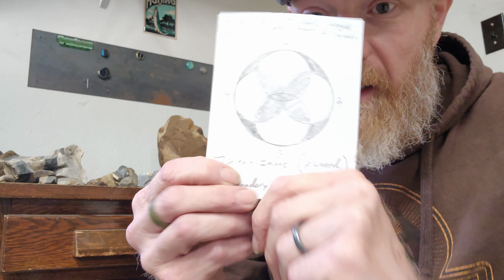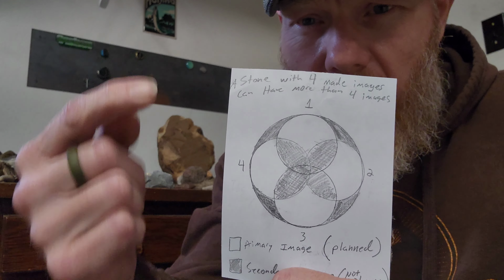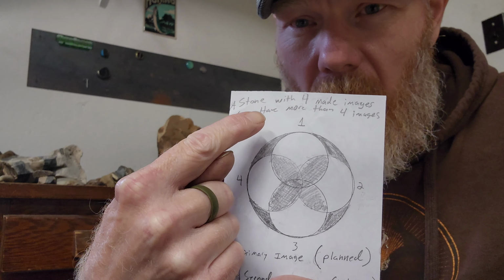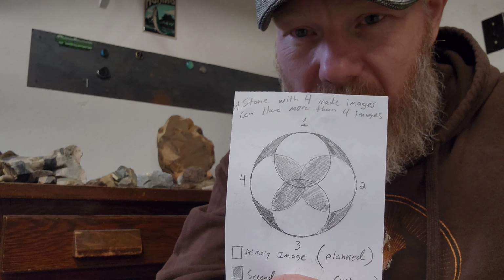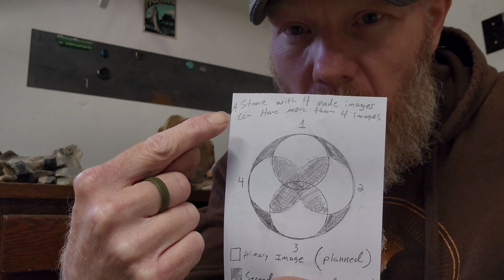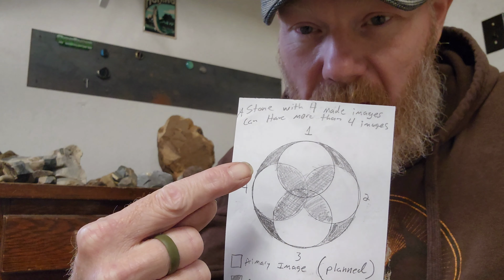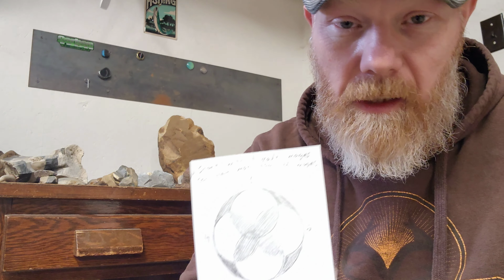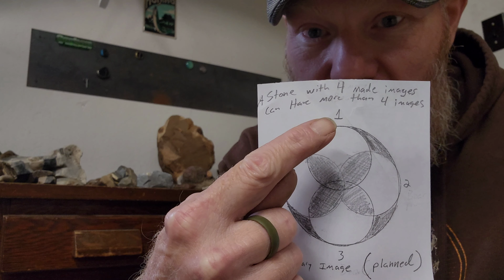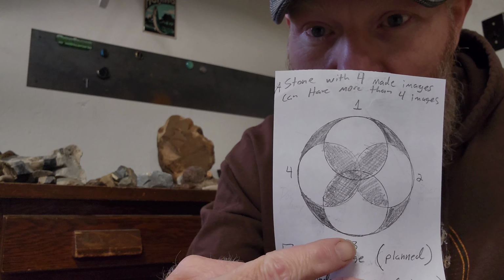And another thing that I'd like to talk about is primary and secondary images. And I prepared a visual aid. So let's say that this outer perimeter is a stone with 4 made images. Now, a stone with 4 made images can have more than 4 images. Well, how is that, Creekstain? Let me explain it. So we've got our 4 images. 1, 2, 3, and 4.